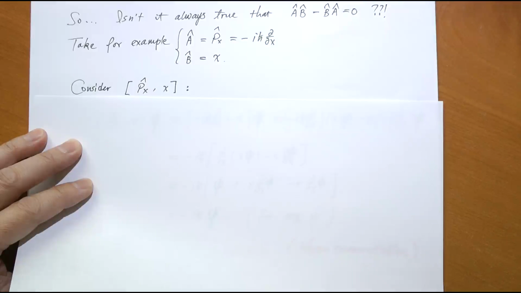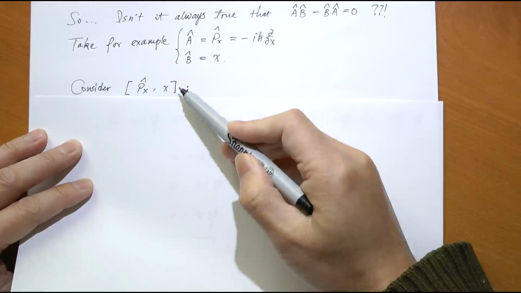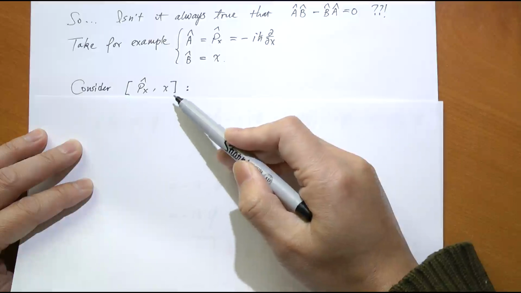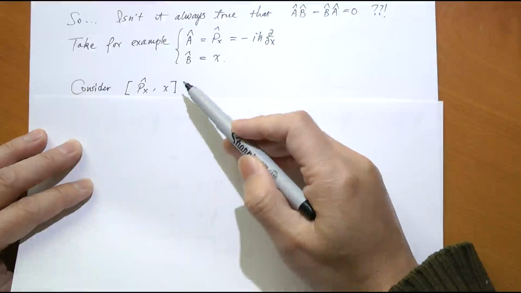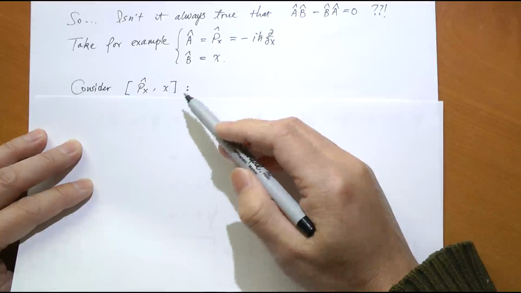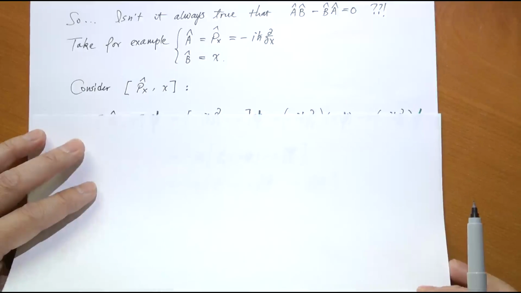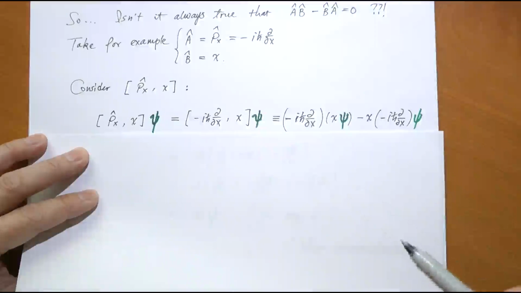Let's do that. How do we find this commutator? Well, we're going to take that commutator and operate it on any arbitrary wave function. Okay, it's an arbitrary wave function, whether it's a simultaneous eigenstate or whatever, I don't care. It's just an arbitrary wave function. So I'm going to operate it on psi, which is an arbitrary wave function.